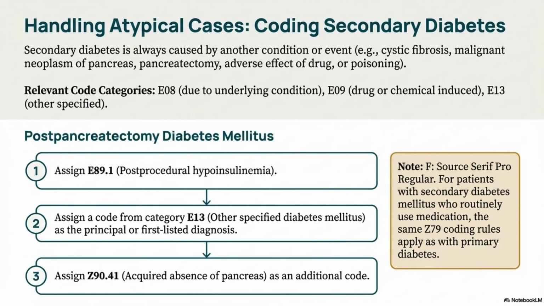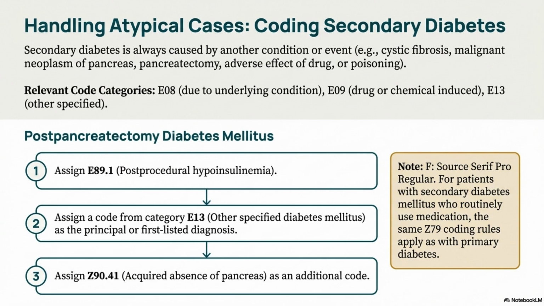Now we shift into secondary diabetes, which is a completely different category from type 1 and type 2. Secondary diabetes is always caused by another condition or event, something that directly affects insulin production or the body's ability to use insulin. Think of conditions like cystic fibrosis, pancreatic cancer, pancreatectomy, drug-induced hyperglycemia, or even poisoning. All of these fall under the secondary diabetes categories E08, E09, and E13.